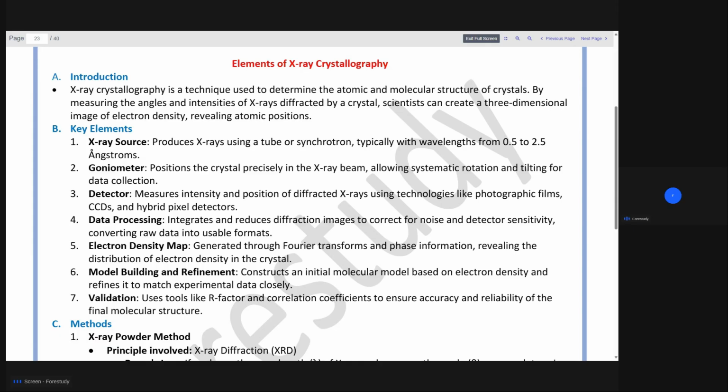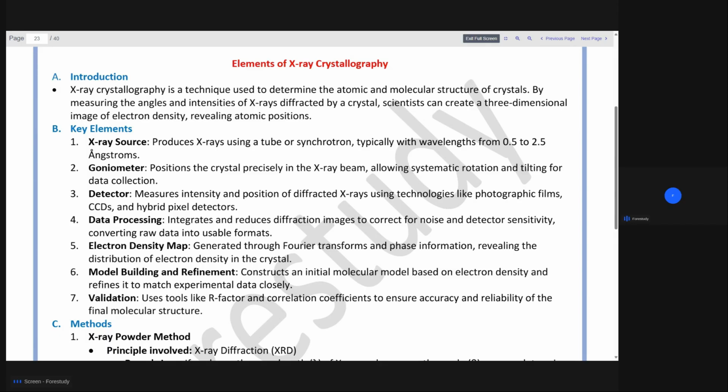X-ray crystallography is a technique used to determine the atomic and molecular structure of crystals by measuring the angles and intensities of X-rays diffracted from a crystal. Scientists can create a three-dimensional image of electron density revealing the atomic positions. So we will be able to understand the different atomic positions in the crystals. Also, we will be able to understand the defects, if there are any, in a crystal.